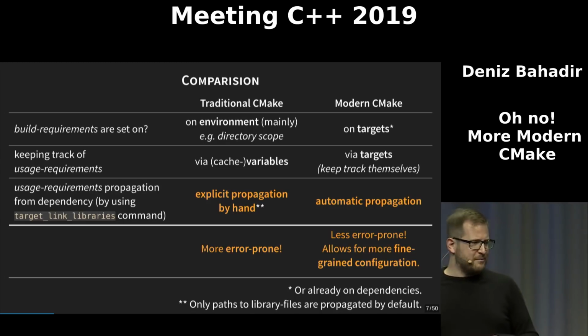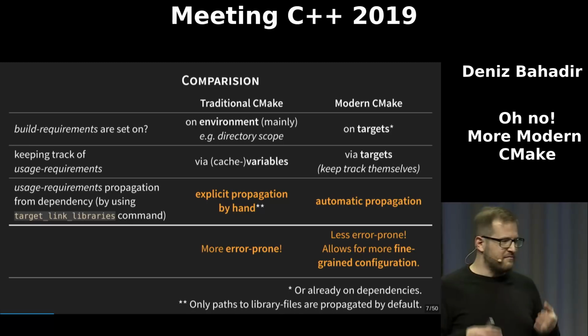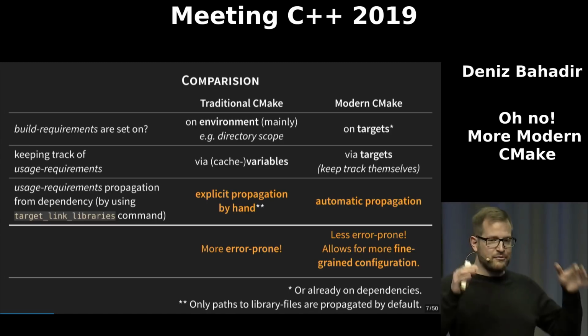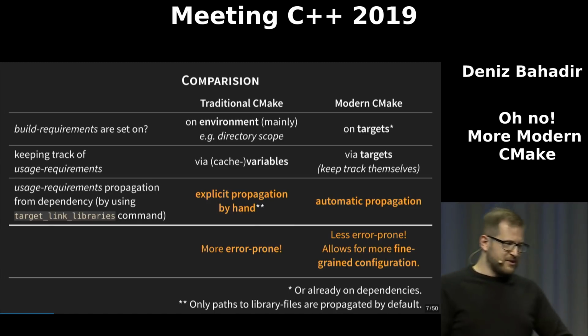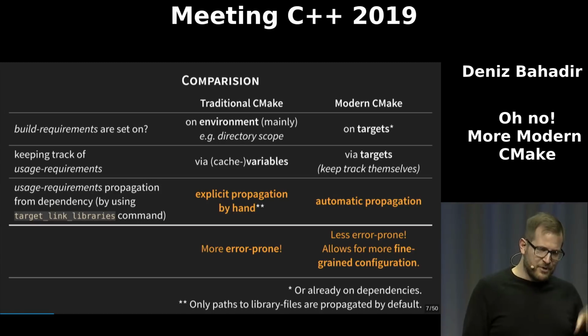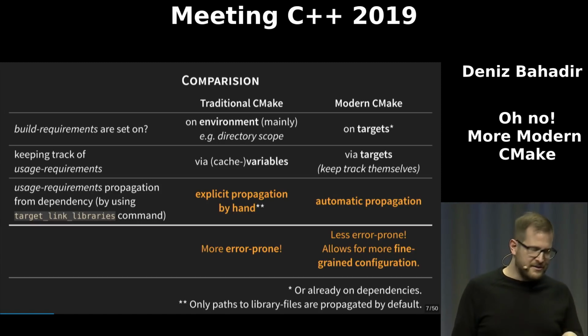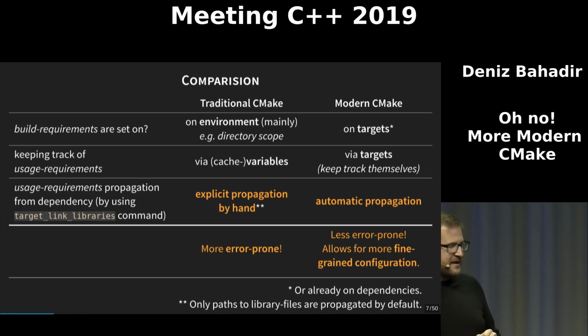The build requirements, where you set them: in traditional CMake you do this on the environment, so mainly on directory scope, so it counts for this directory and all targets in this and subdirectories. While in modern CMake you can be more specific and set the requirement on a specific target and it counts for that. And you can also set it on some dependencies, but okay, that's just a special thing there.